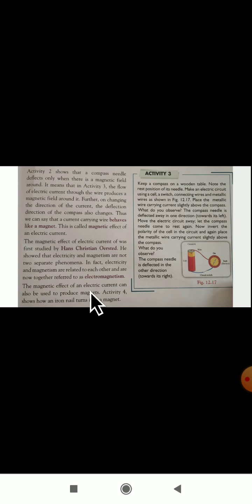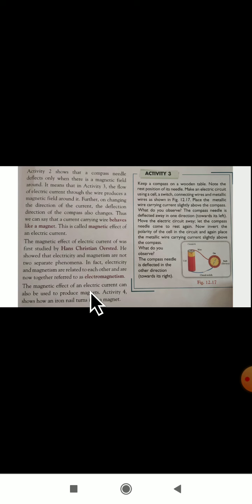The magnetic effect of electric current was studied by Hans Christian Ørsted. He showed that electricity and magnetism are not two separate phenomena, they both are the same. In fact, electricity and magnetism are related to each other and are now together referred to as electromagnetism.